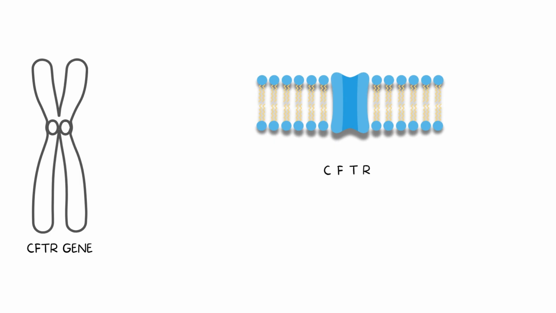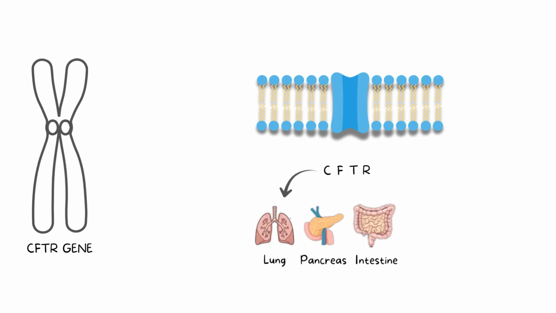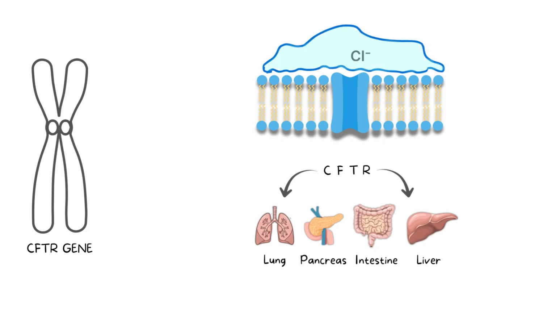As its name suggests, it's a transmembrane protein found mostly in epithelial cells, which line many different organs, including the lungs, pancreas, intestines, liver, and even the reproductive tract. Here, the protein's main function is to regulate the movement of chloride ions across the cell membrane, which means that it allows these ions to be pumped into various secretions.